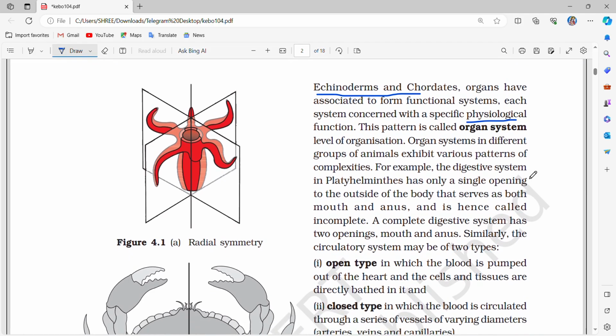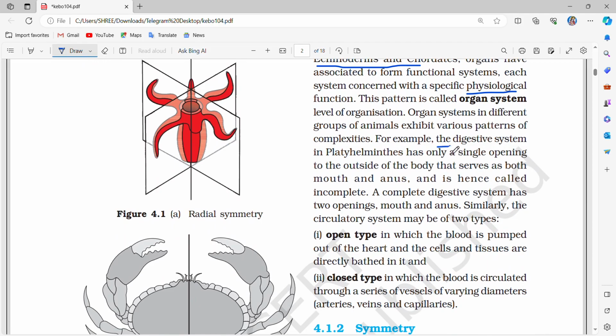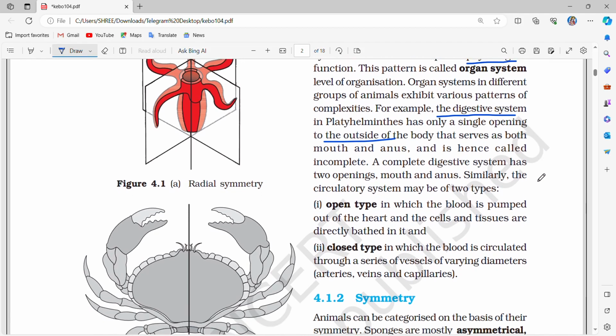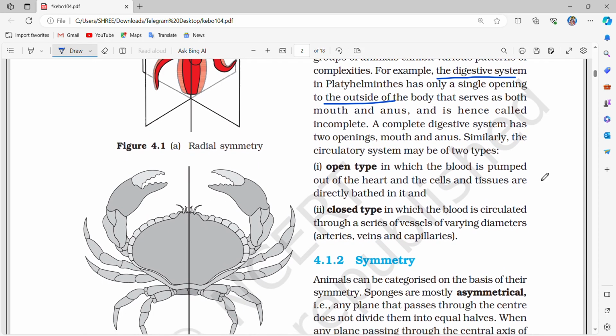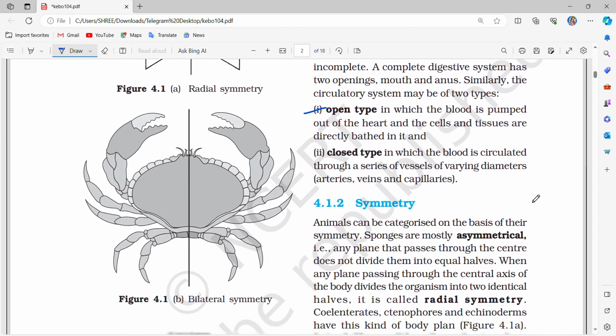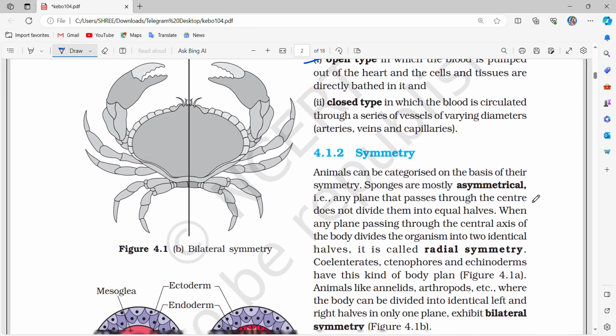For example, the digestive system in Platyhelminthes has only a single opening to the outside of the body that serves as both mouth and anus, and is hence called incomplete. A complete digestive system has 2 openings, mouth and anus. Similarly, the circulatory system may be of 2 types: 1, open type, in which the blood is pumped out of the heart and the cells and tissues are directly bathed in it, and 2, closed type, in which the blood is circulated through a series of vessels of varying diameters: arteries, veins and capillaries.